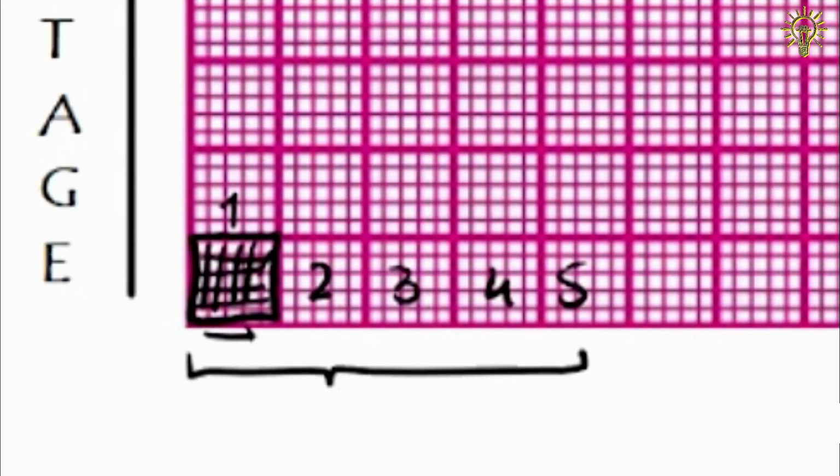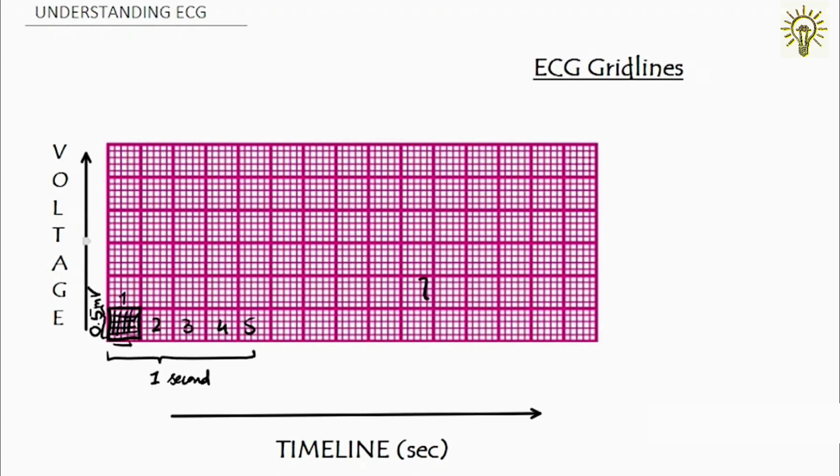Horizontally along the x-axis, a 1 second strip is completed by 5 large boxes. Vertically, one large box is 0.5 millivolts of voltage deflection. So 2 large boxes register 1 millivolt of voltage change vertically as a deflection.